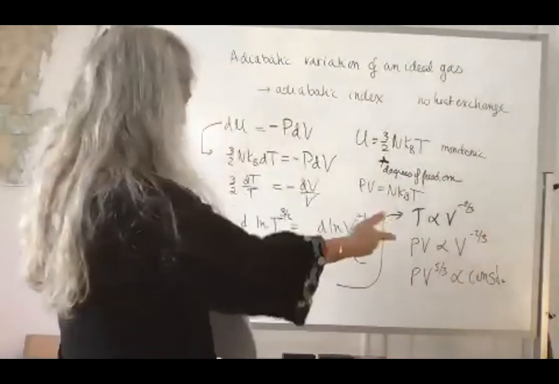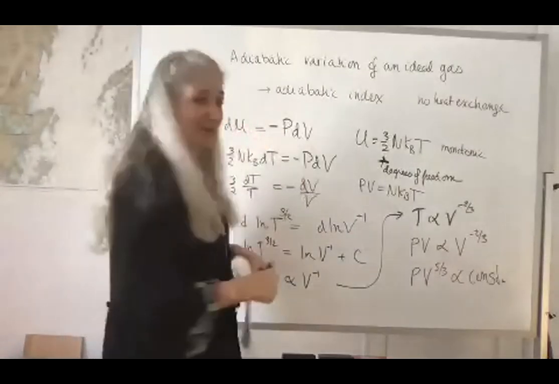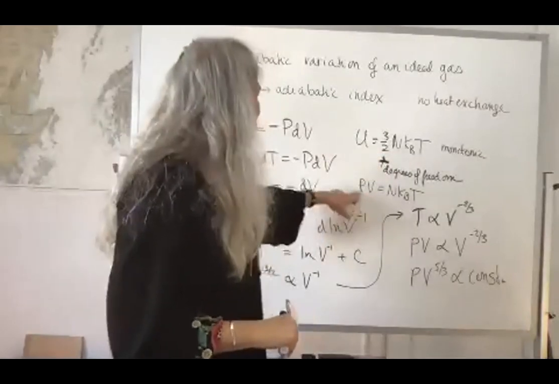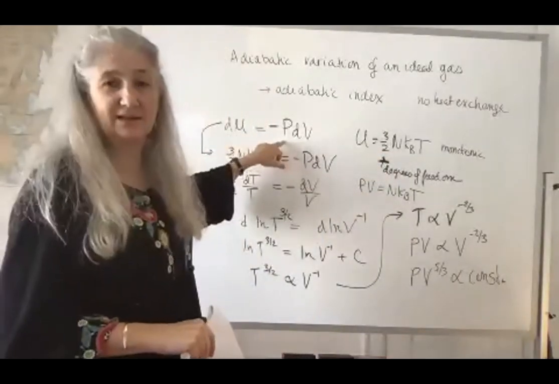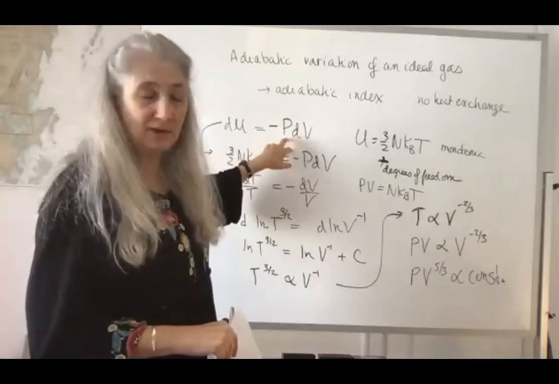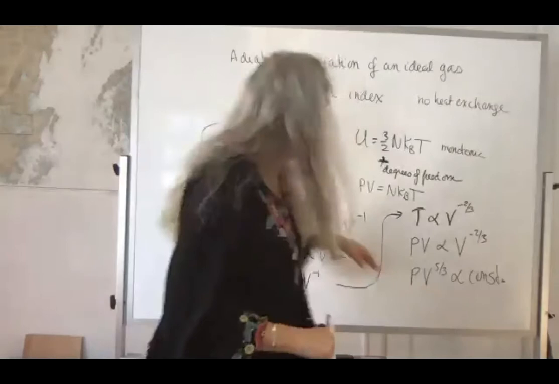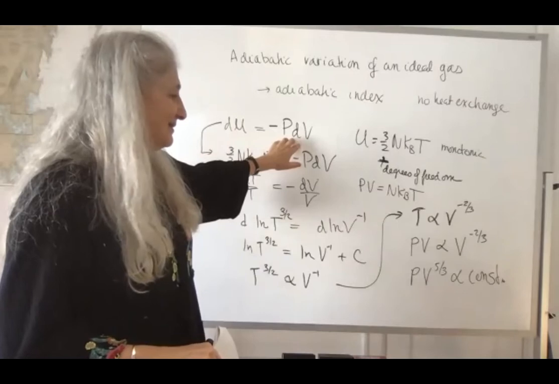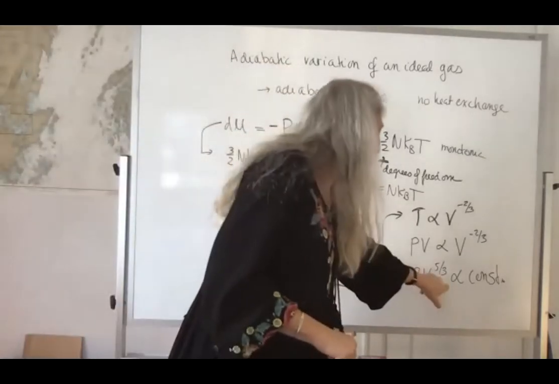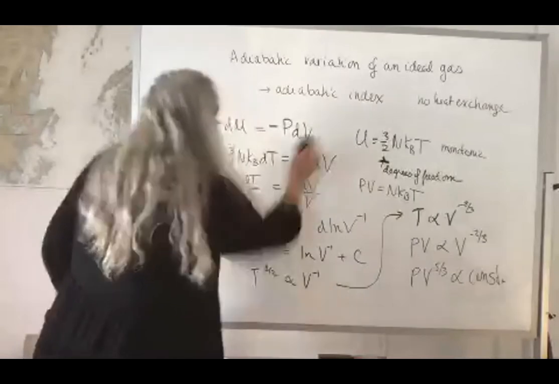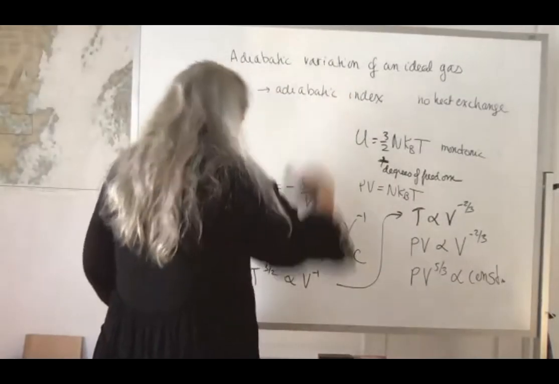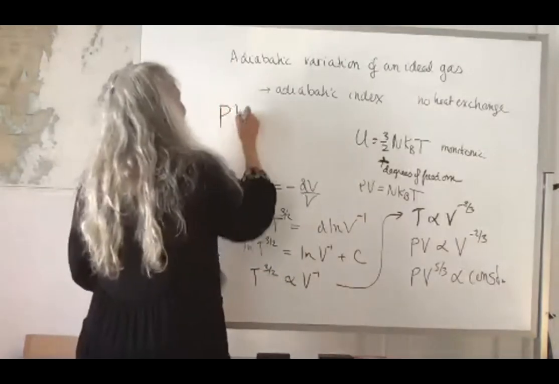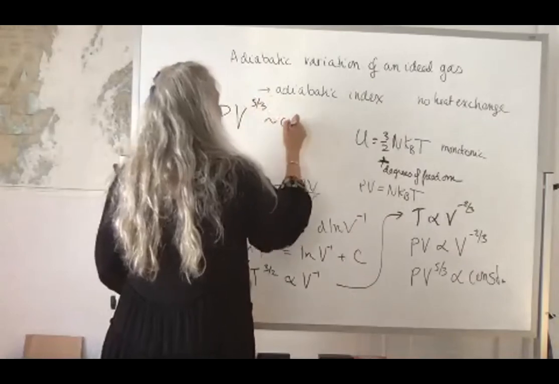So this whole thing, it wasn't a very complicated calculation. What did we do? We used the degrees of freedom in the energy, and we used the ideal gas law. We used the fact that the change in energy was just from PdV work. And we found that if the change is adiabatic, meaning the change in energy is equal to only work, there's no heat, PV to the 5/3 is constant. So adiabatic variation in an ideal monatomic gas gives PV to the 5/3 is a constant.